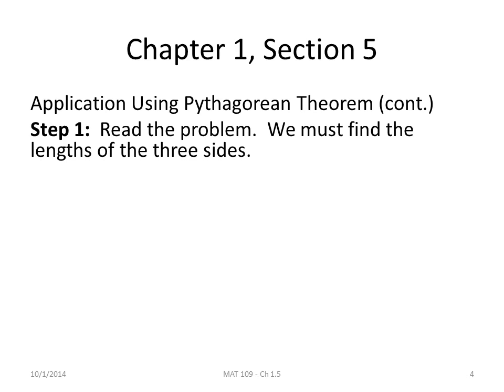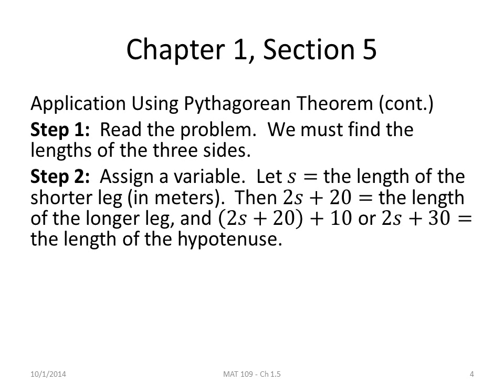So step one is to read the problem. We must find three lengths, so the answer must have length units. Also, they must be positive numbers. Step two is to assign variables. This problem will only use one variable. Let's assign S to represent the length of the shorter leg in meters.